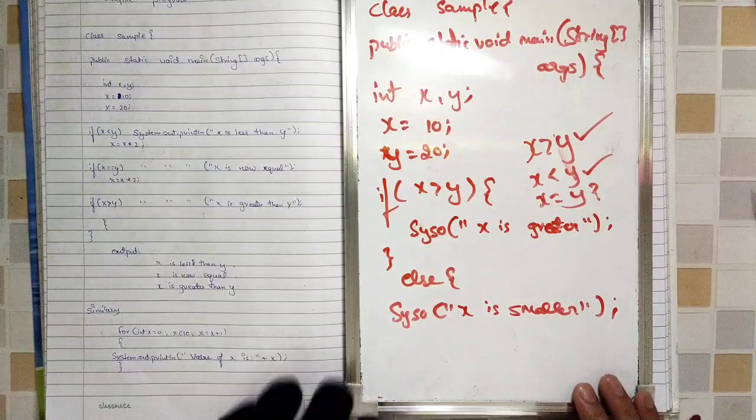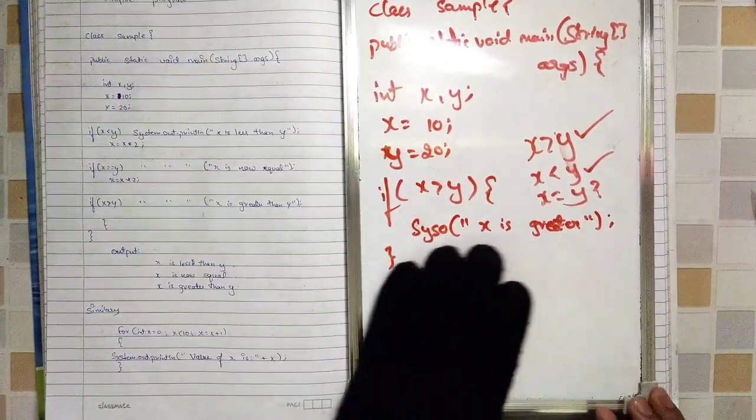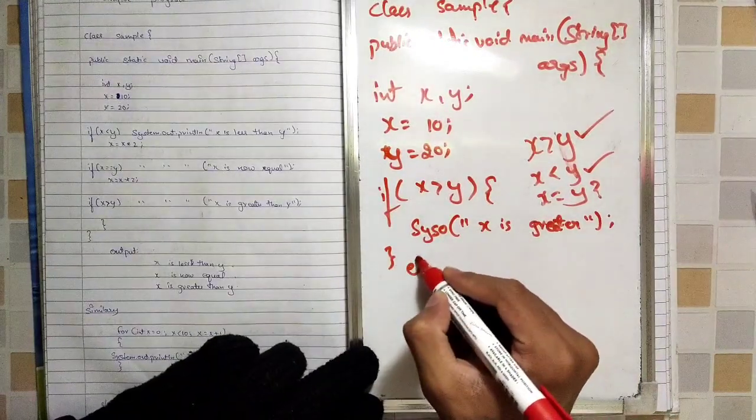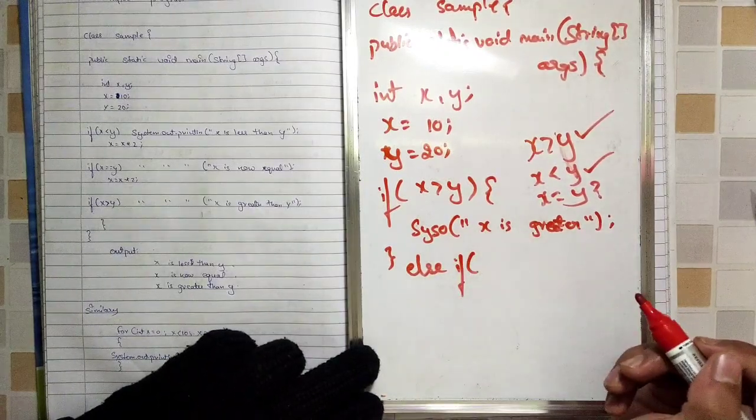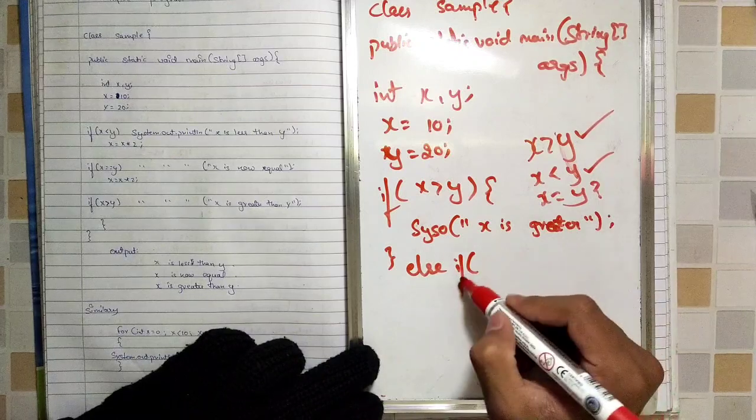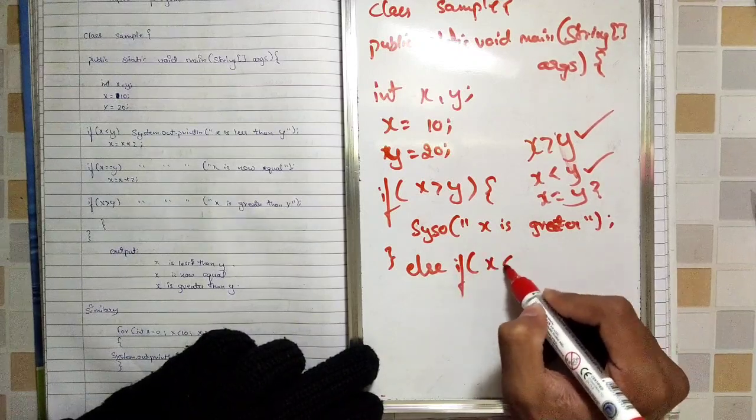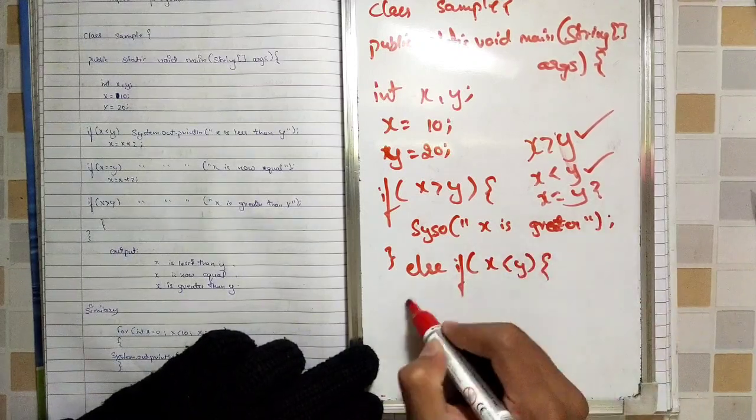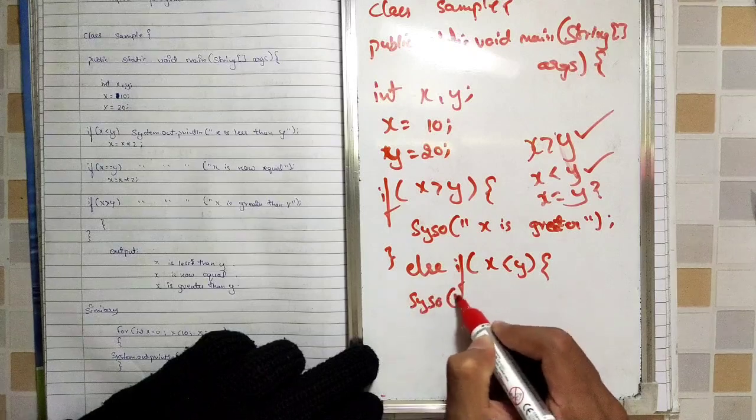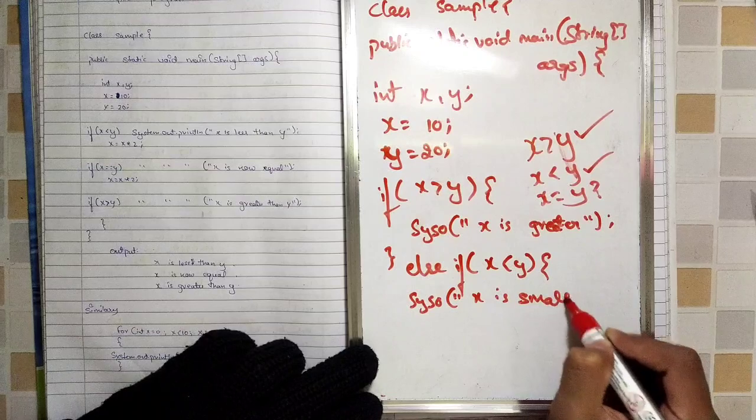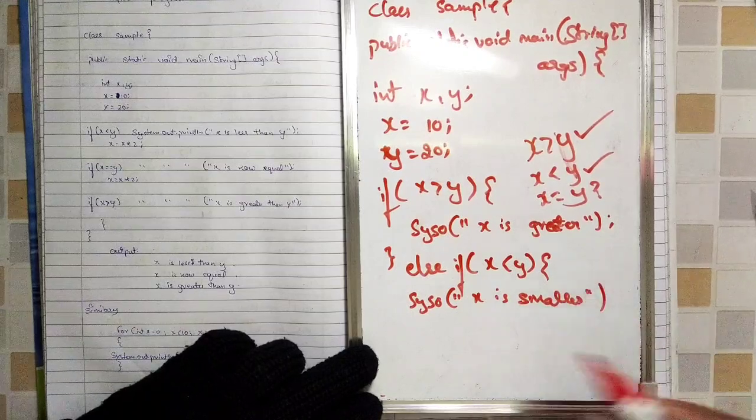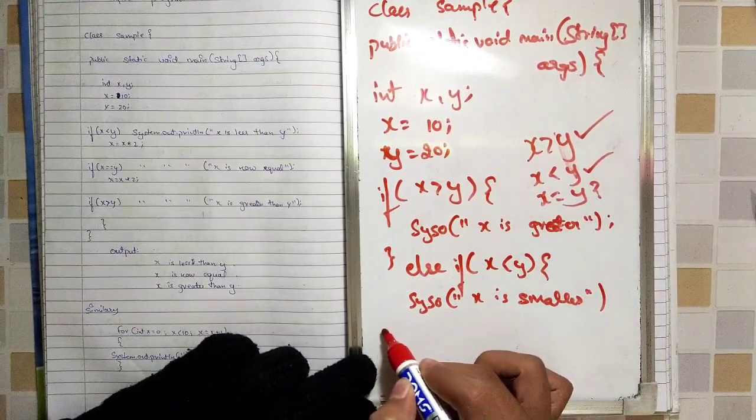So let us see the same thing now. One small change I will do here: I will say else if. Previously what you saw was your else and if condition. So here else if x is less than y, System.out.println x is smaller. Then I will write else.